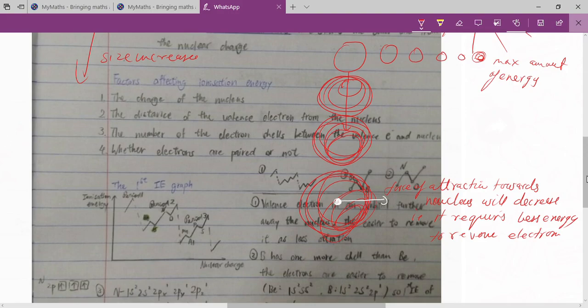Understand? Yeah, this one is clear. So the second one here, which is the most important one, is the graph. Can you see the graph which says the first ionization energy graph? This graph is going to come from my test, and it's going to be for a considerable percentage of marks. The problem is I can't understand the graph.